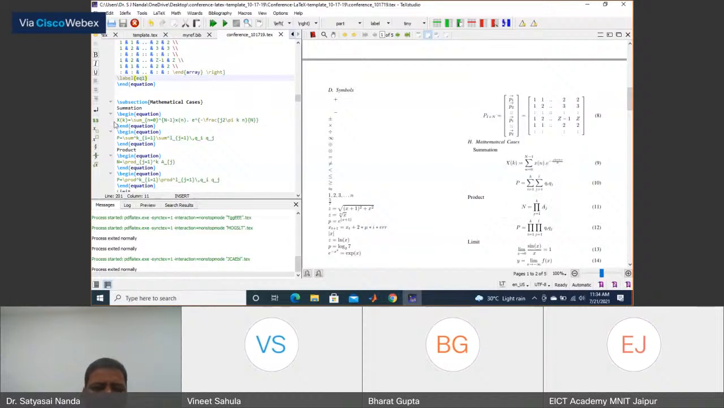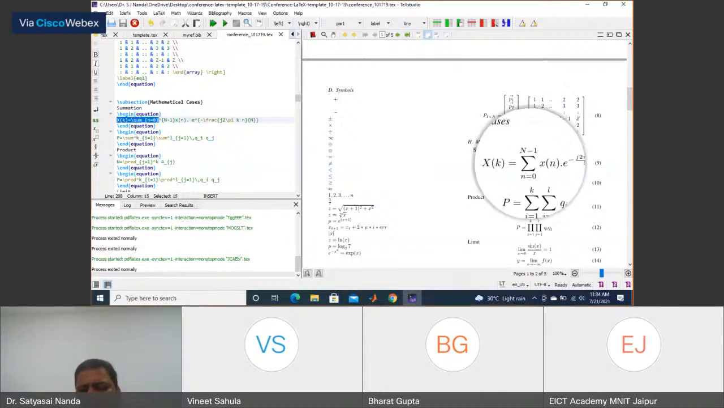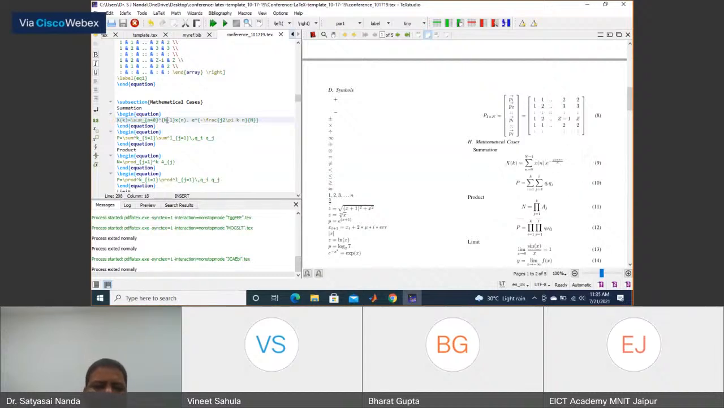So for this particular one, I have written xk is equal to the summation n is equal to 0 to n minus 1. The lower part, n is equal to 0, will be written first, and the upper part, n minus 1, will be written later. So you can observe I have included slash sum, then underscore is for the lower part, and the cap is for the upper part. So underscore n is equal to 0, the lower part, has been written, then cap n minus 1 for the upper part, then xn.